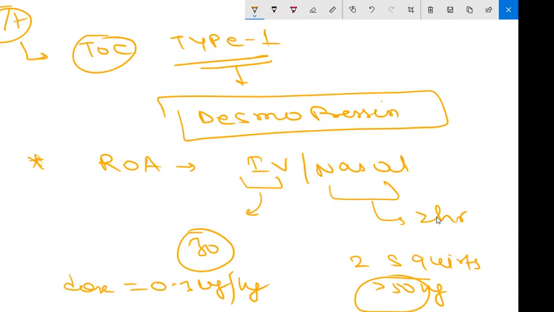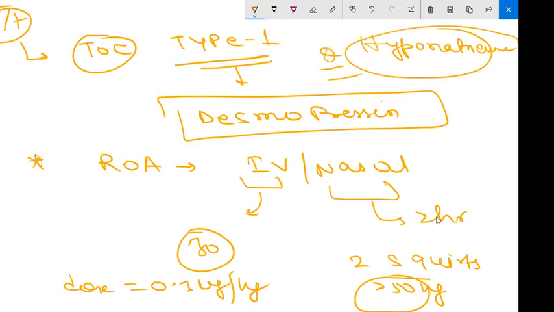Now what is the side effect? The most common side effect you will encounter is hyponatremia when you administer this drug. This question is also asked. The side effect is hyponatremia due to decreased free water clearance, so fluid restriction should be advised for all those patients for 24 hours following each dose of this drug, clear. So this is an important point, you must note it down.